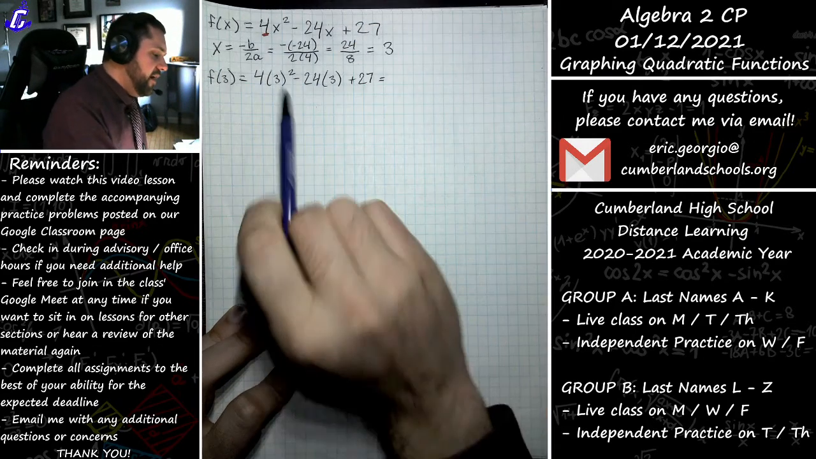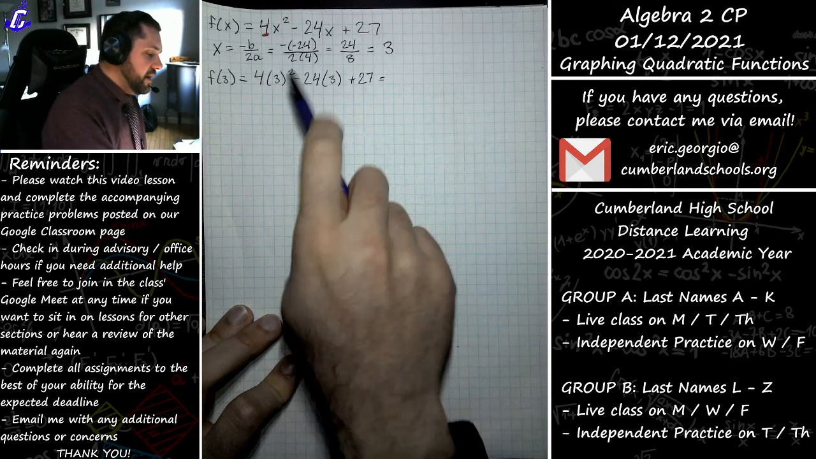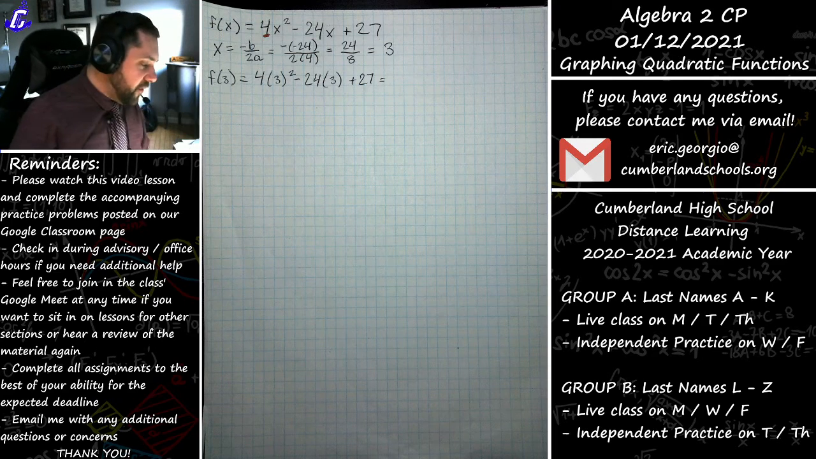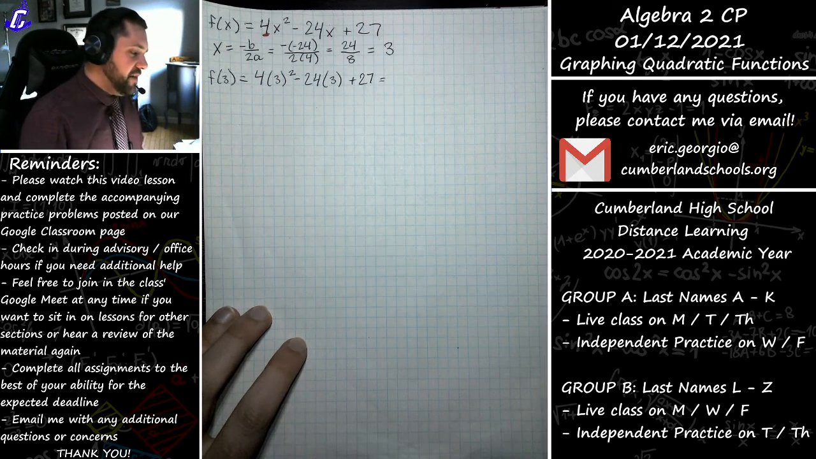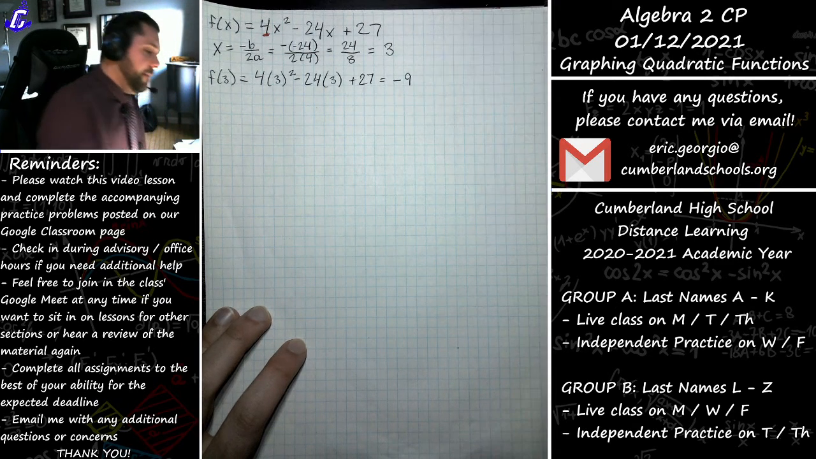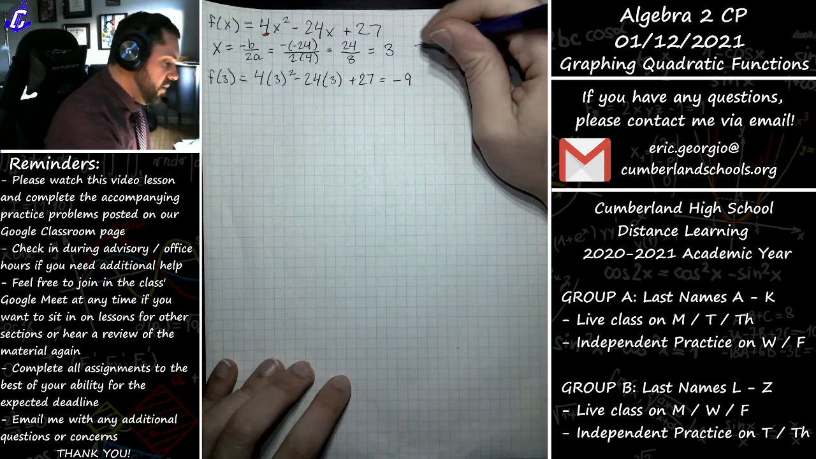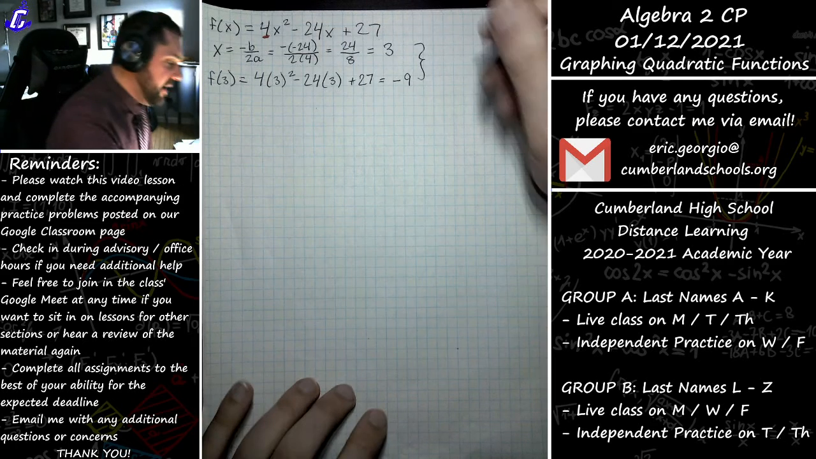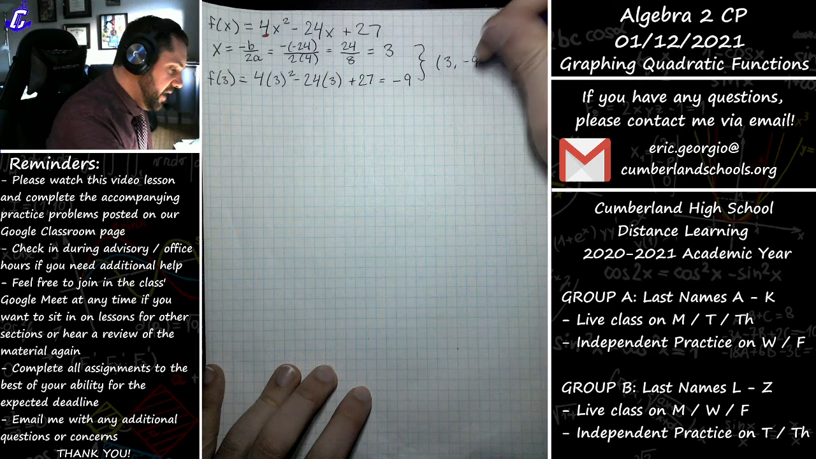So let's see what we get. 3 squared is 9 times 4 is 36. Minus 24 times 3, that's minus 72, is negative 36. Plus 27, negative 36 plus 27, I believe that's going to be negative 9. Again, that seems like it's kind of low on our usual coordinate plane, but considering the stretch is 4, we're going to need all the space that we can get. So we get our vertex is at 3 comma negative 9.